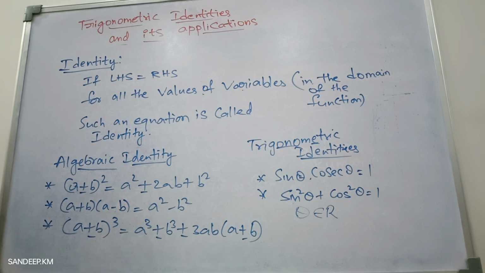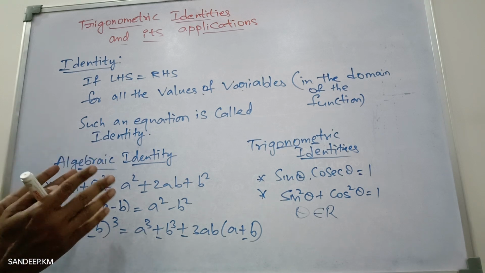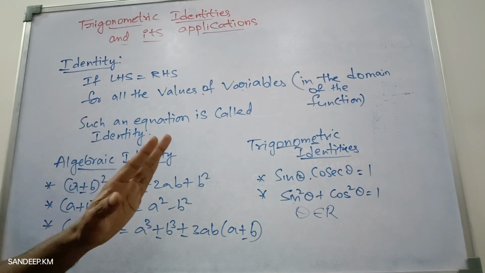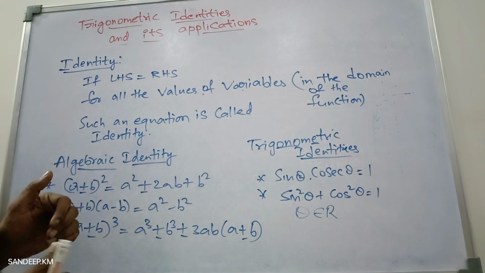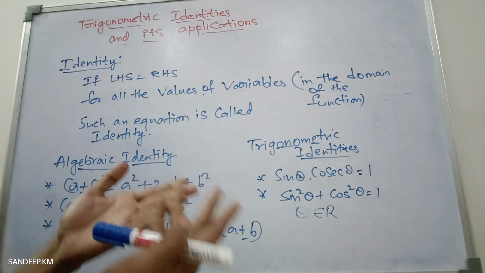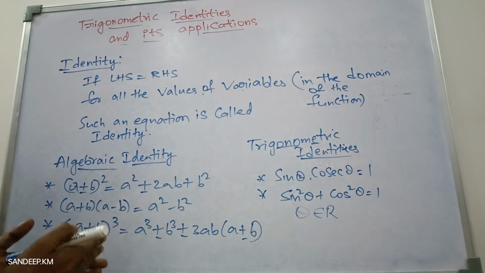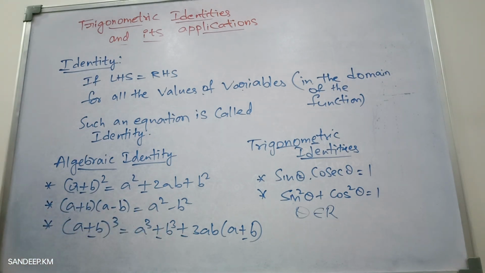You list out some more identities which you remember. Now what are we going to do next? I will give you the proofs of the 3 most important identities. That is, sin square theta plus cos square theta is equal to 1. Why is sin square theta plus cos square theta equal to 1? Then sec square theta minus tan square theta is equal to 1. And cosec square theta minus cot square theta is equal to 1. Let us see the proofs of these 3 trigonometric identities. They are very simple proofs.